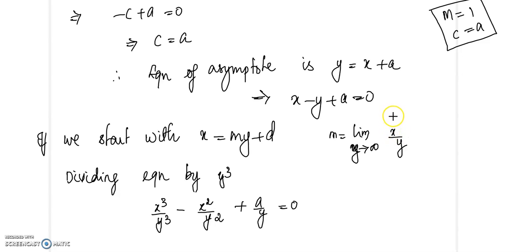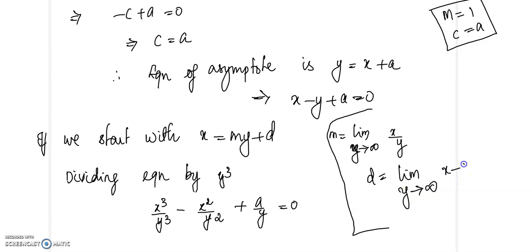Let's look whether there are any asymptotes which are not parallel to the y-axis. Such asymptotes will be of the form x equal to my plus d. So we need to find the value of m and d. Here m is limit y tends to infinity x by y, and d will be limit y tends to infinity x minus my. So again let us divide the given equation by y cube.